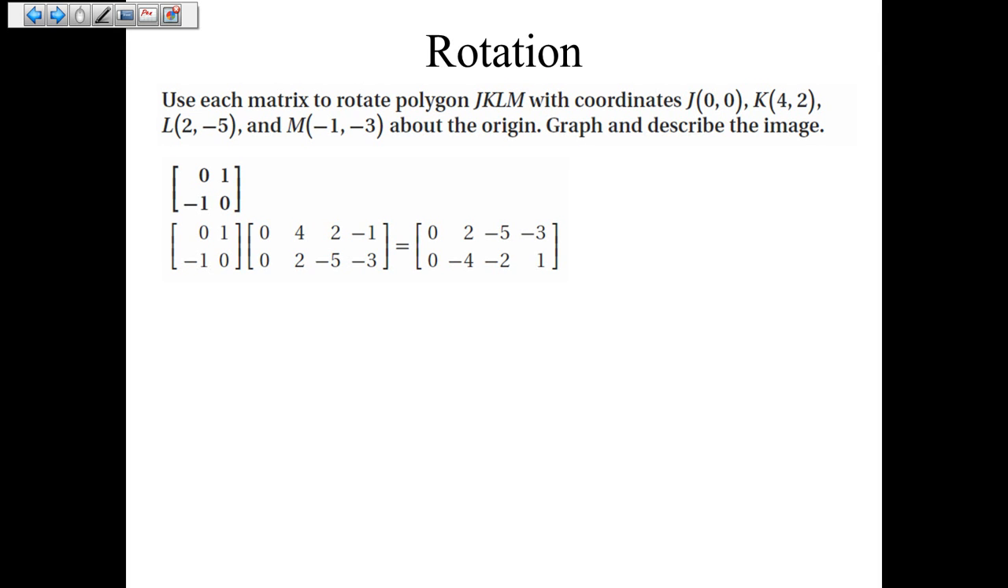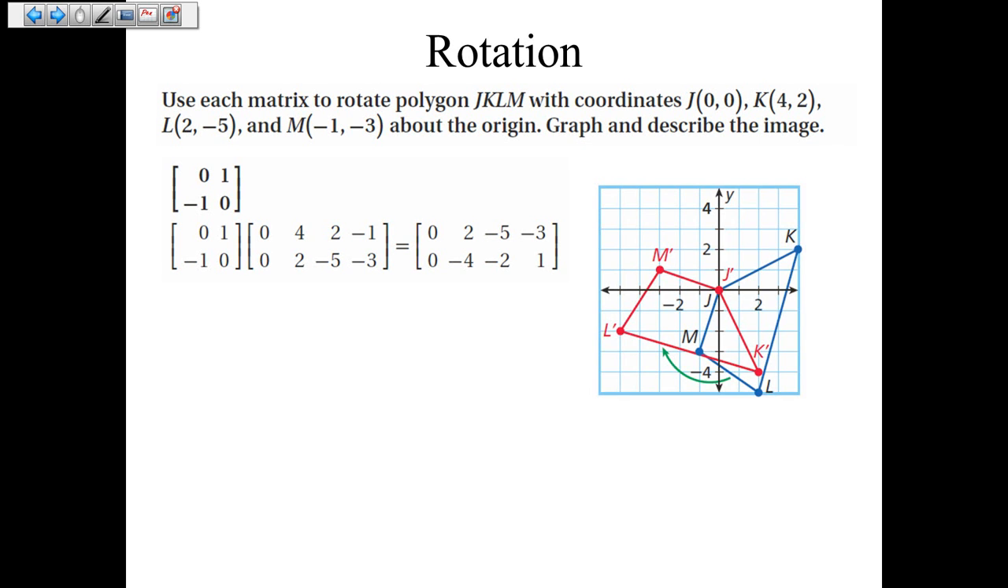And you can see that our y coordinates have become our x coordinates. Our x coordinates have changed sign and become our y coordinates. So let's take a look at this rotation, and we can see that our blue shape has now been rotated clockwise.